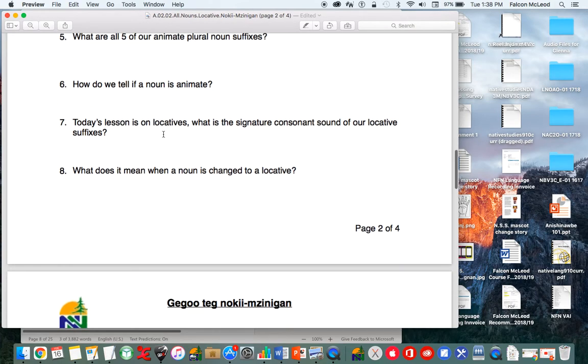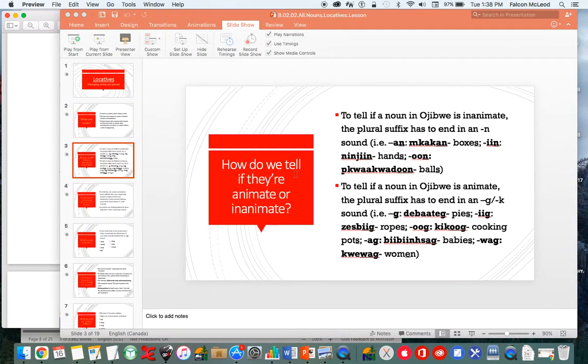Today's lesson is on locatives. What is the signature sound of our locative suffixes? Let's see here.